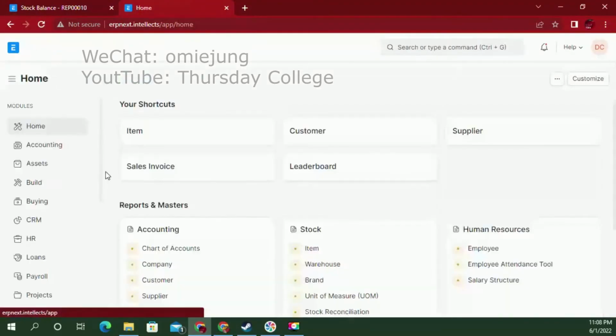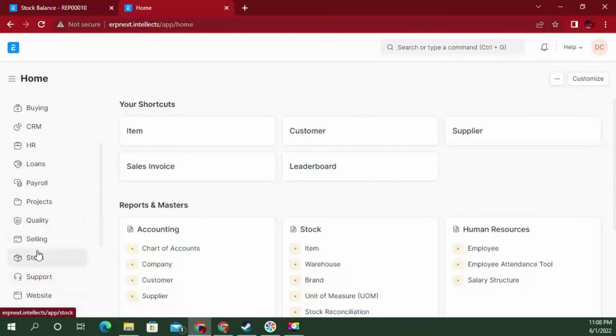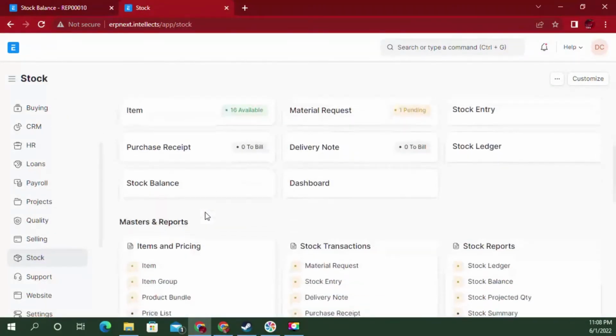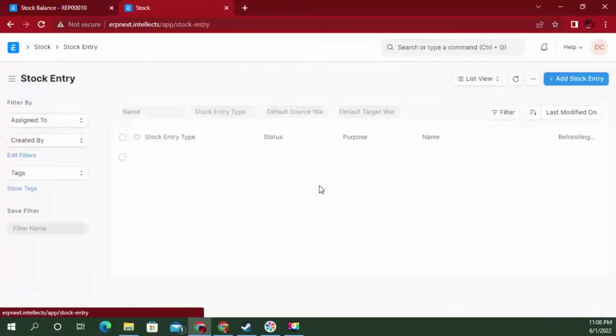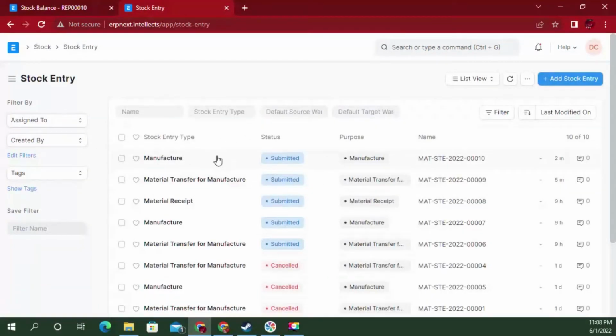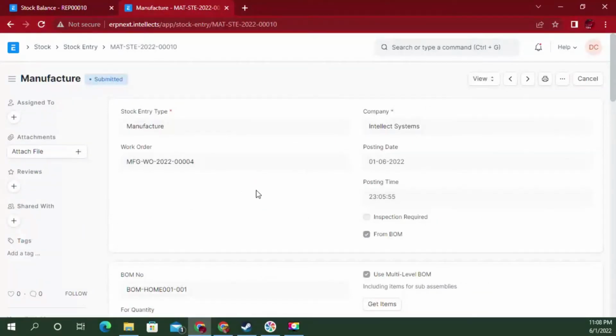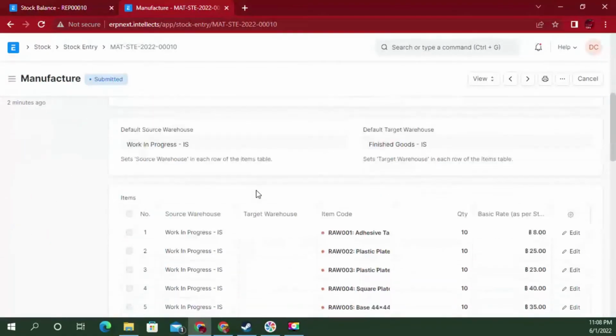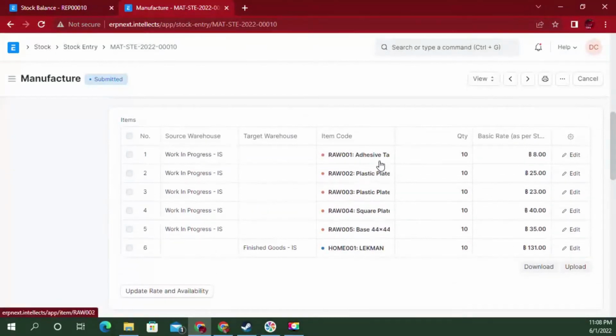to, let's say, stock entry. Here, this one is the stock entry, and this one is the manufacture entry that was submitted. When you come to see, this is the one where you put the adhesive tape 10 units and then another raw material. You get it from the source warehouse and then put it in the target warehouse, something like this, from the work in progress.